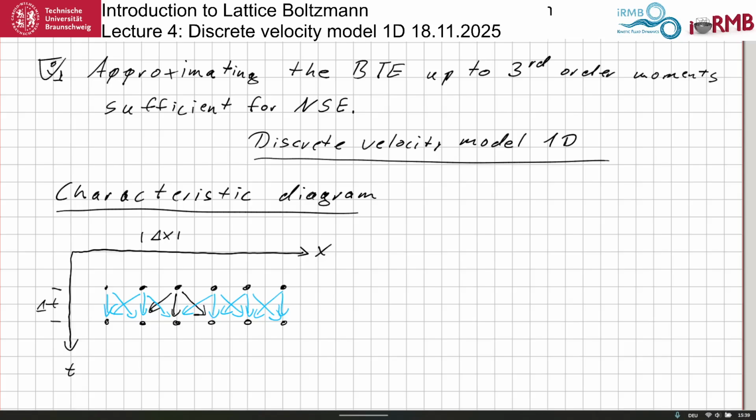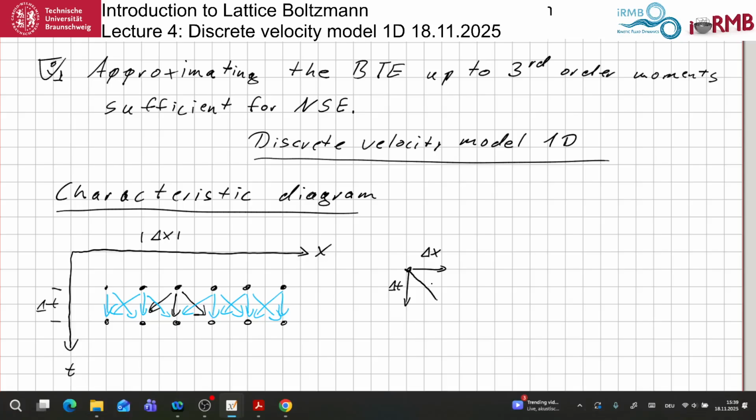So, and we have, so this here is delta x and this here is delta t, meaning that something that goes this way has a velocity c. Yeah? With c being delta x by delta t. And we call this the lattice velocity.